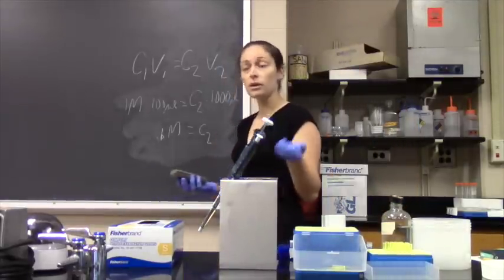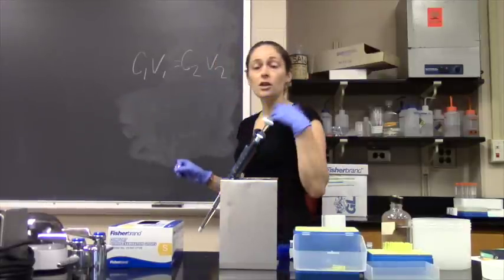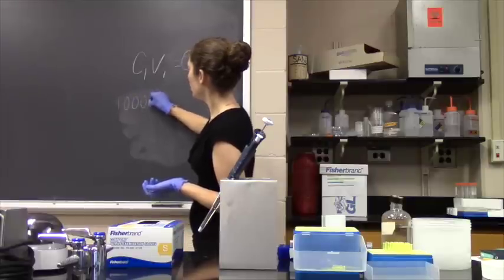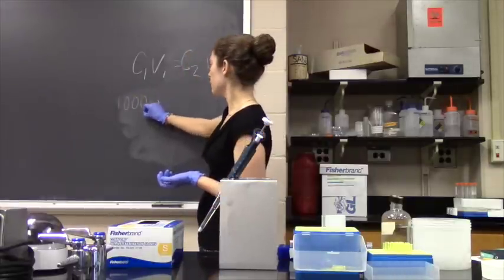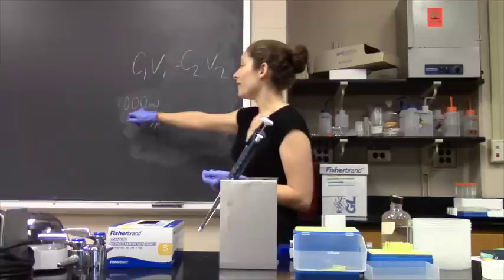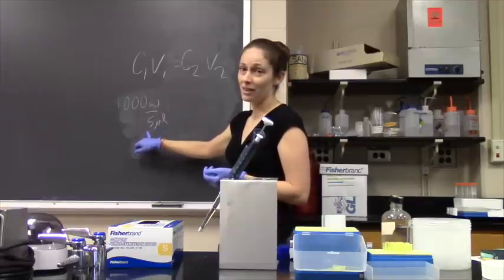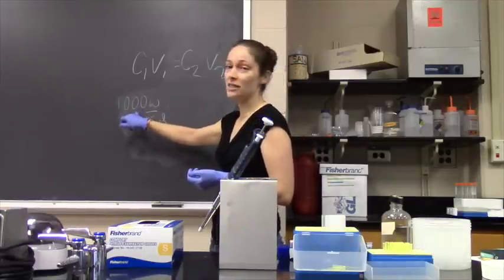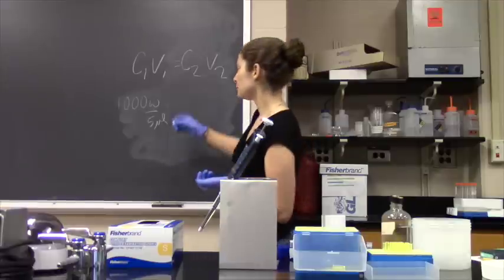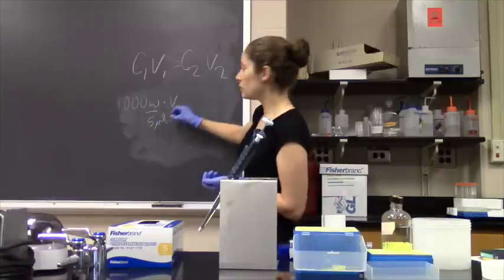Let's try another problem. You guys are going to be working with worms. Now let's say you collect your worms and you have a whole bunch. You have 1,000 worms, I'll put W, in 5 microliters of solution. Well, you only want to put about 20 worms onto a plate. You can't pipette a volume small enough to get 20 worms. So we're going to have to dilute this so that you can accurately pipette it. So the question is, how are we going to do that dilution?